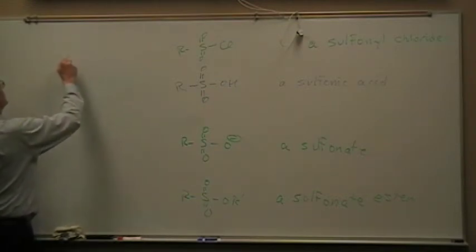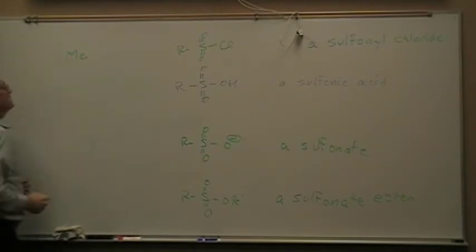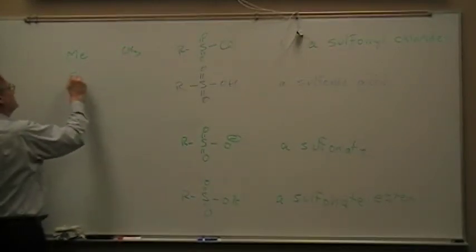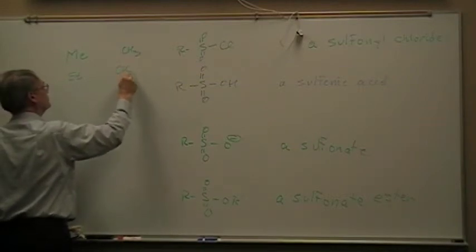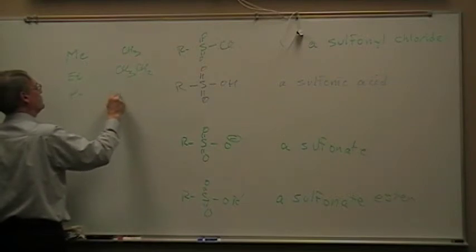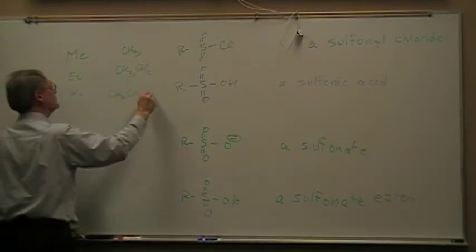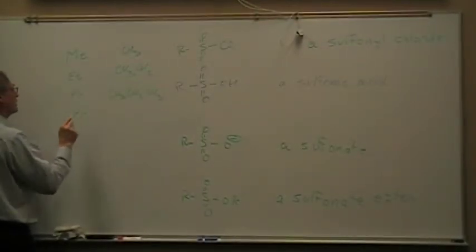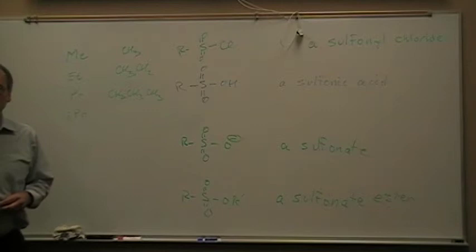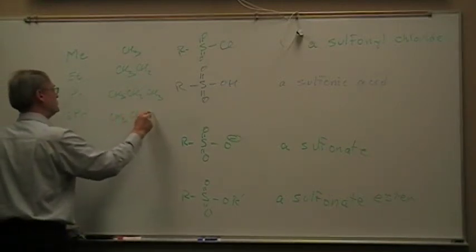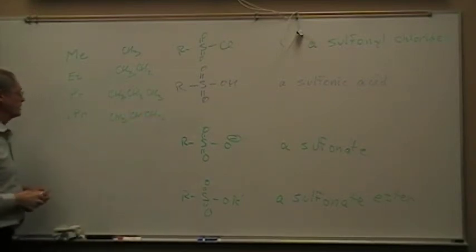So what does it mean if you have Me? Clearly that's short for a methyl group, so that's CH3. Et, short for an ethyl group. Pr, short for a propyl group. Here's a little exception, small i, Pr. What does that stand for? Isopropyl, so that would be the CH3, CH3, point of attachment in the middle, and so on.